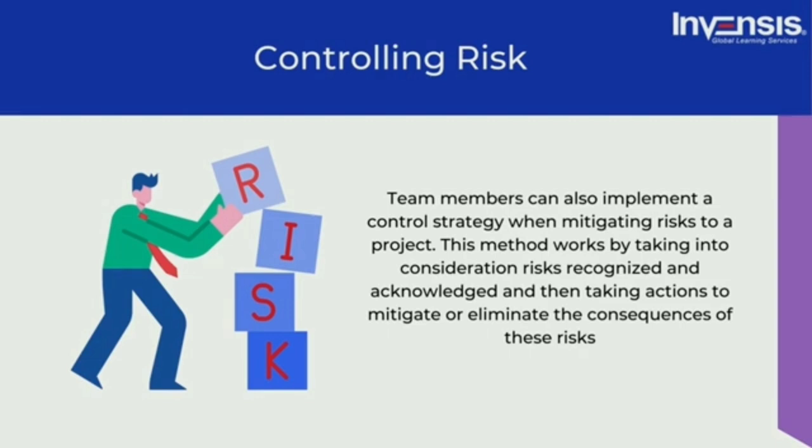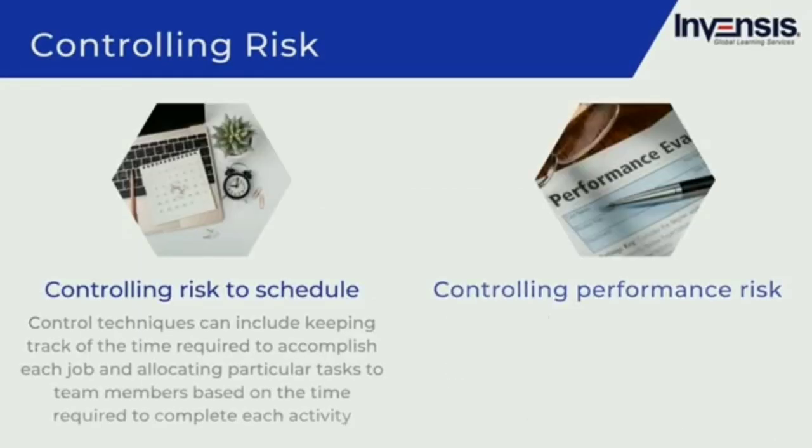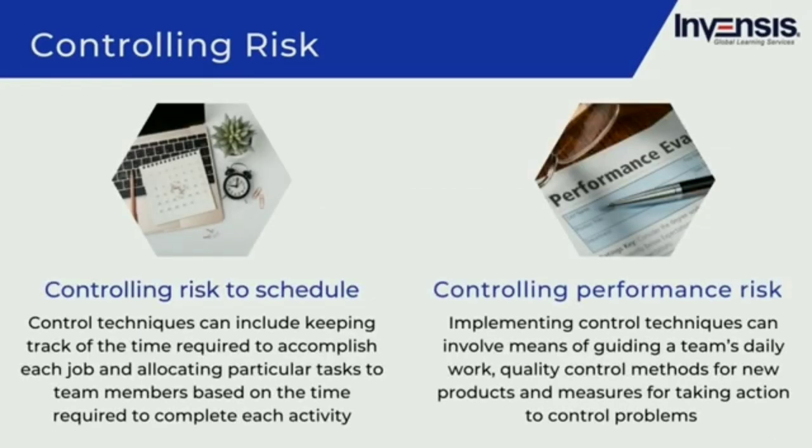Some examples that demonstrate how control measures can be used for risk mitigation are: first, controlling the risk of schedule. Diversifying tasks and the time required to perform them across the project team allows for the management of scheduling effects. Control techniques can include keeping track of the time required to accomplish each job and allocating particular tasks to team members based on the time required to complete each activity.